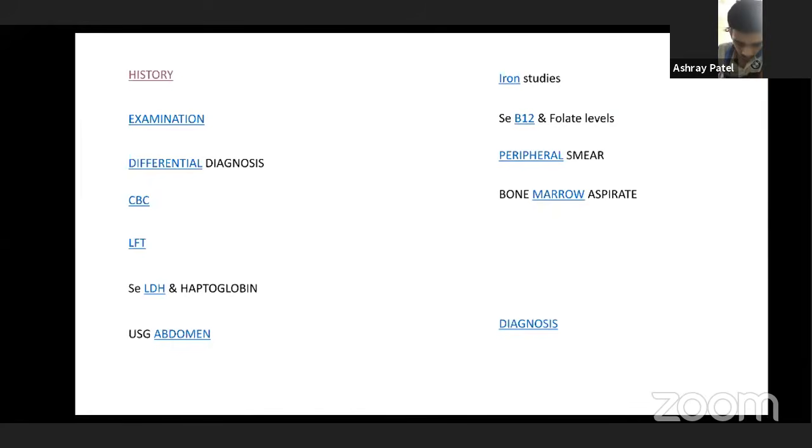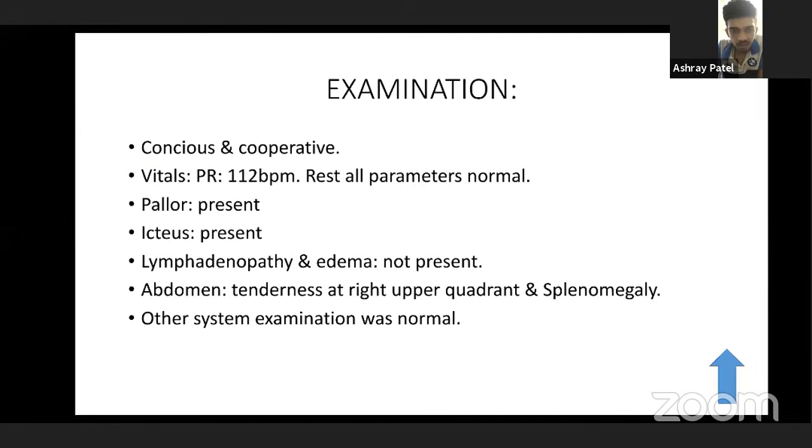Examination. Okay, fine. So let's go to examination. The child is conscious and cooperative. Vitals, pulse rate is increased because of anemia. Rest all the parameters are normal. Pallor is present, icterus is present. No lymphadenopathy and edema. Abdomen, there is tenderness at right upper quadrant, and splenomegaly. Other system examination was normal. So okay, this is the examination finding.